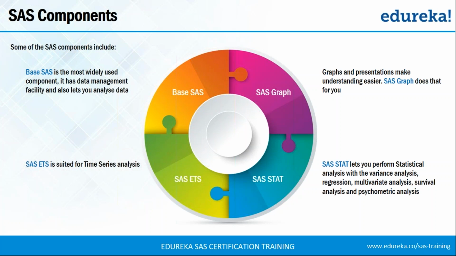Graphs and representation make understanding easier. So graphical representation helps us figure out the outliers or some trends, some patterns. SAS Stat lets you perform statistical analysis with variance analysis. The various analysis be descriptive or predictive. So SAS Stat allows you that. SAS ETS is suited for time series analysis. So you can do time series analysis, look for the moving averages and so on to forecast something. Those things can be covered in SAS ETS.